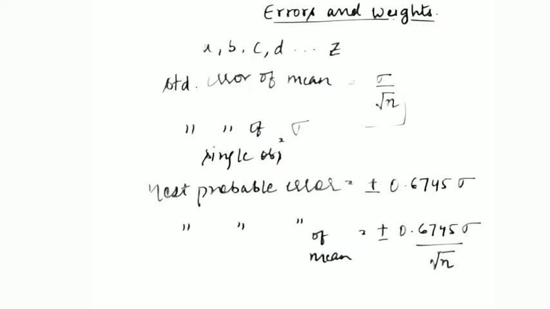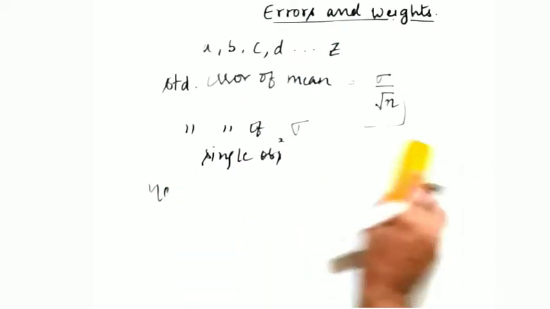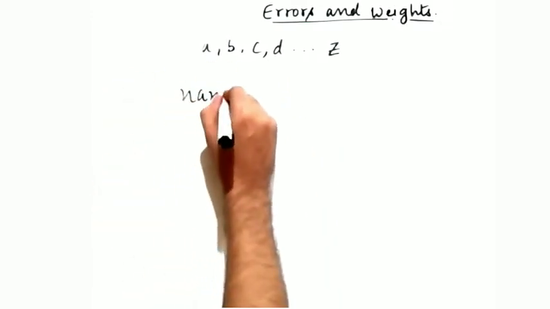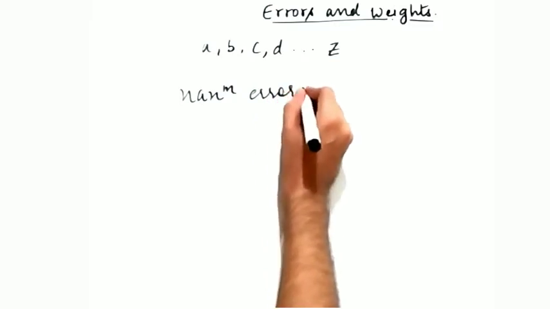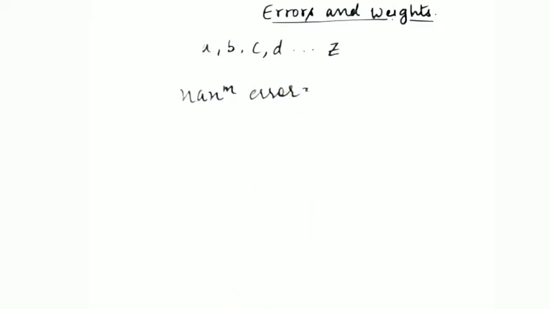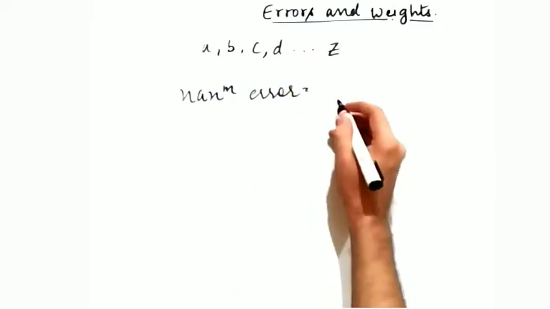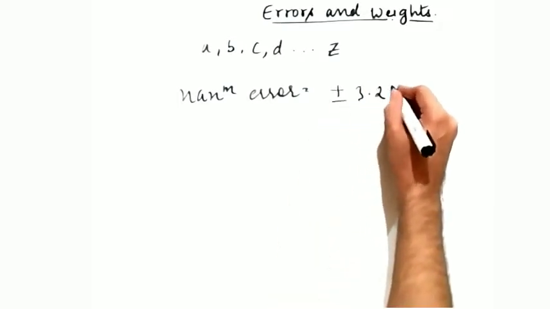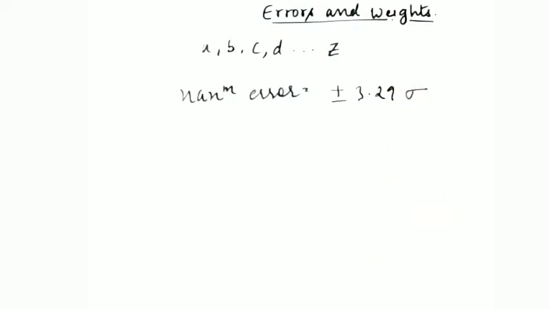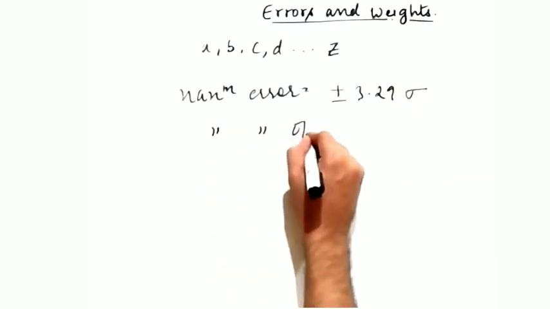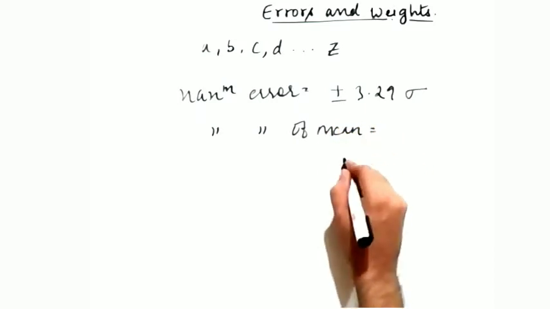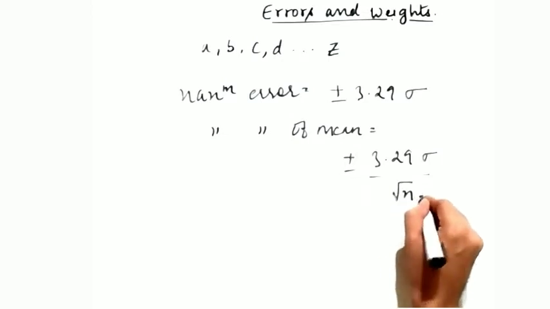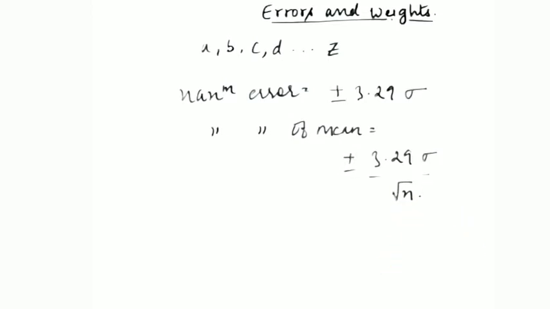Now if I ask you what is the maximum error, if I ask you about the maximum error of an observation, not the maximum error of mean, then it will be plus minus 3.29 times sigma. Now if I ask you the maximum error of mean, then I already told you, you just have to divide it by the square root of the number of observations. This is how you calculate the maximum error of mean.